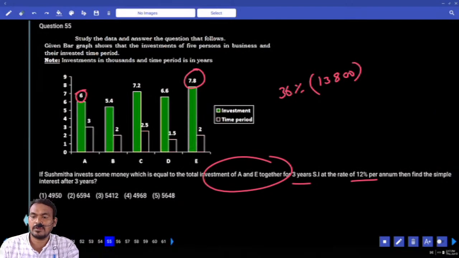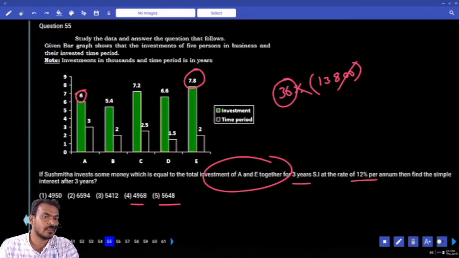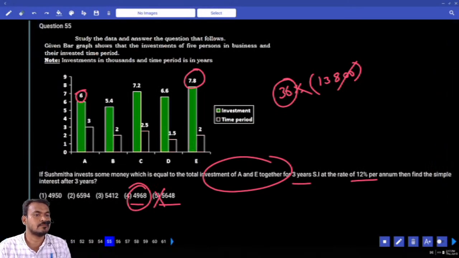Means 13,800. We require 36% of 13,800. Percentage, 2 zeros are cancelled. Ends with 8. How many options end with 8? 2 options. 36 is a multiple of 9. The 4th option is a multiple of 9. Yes. 5th option? No. Then the answer is the 4th option. 4 plus 9, 13 plus 6, 19 plus 8, 27. That is a multiple of 9 or not?